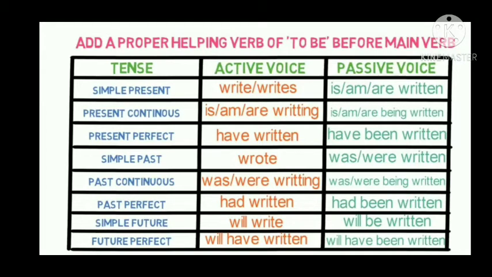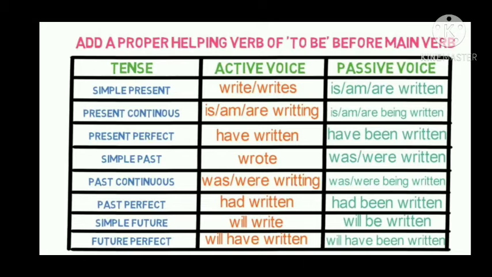If the sentence is given in present perfect tense, active voice it will be have written, and when it changes into passive voice it becomes have been written. For simple past tense sentences, in active voice it will be written as wrote, and in passive voice it changes into was, were written. In past continuous tense we write was or were writing, and in passive voice it becomes was, were being written. In past perfect tense we write in active voice had written, in passive voice it changes into had been written.